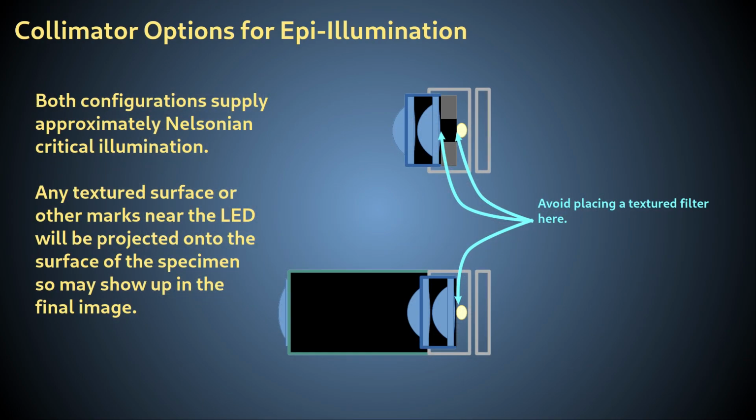In both collector arrangements, it is important not to use a textured diffuser or other patterned filter, because these illuminators provide partially critical Nelsonian illumination, and any texture or surface marks on any filter will be projected onto the surface of your sample and be visible in the final image.